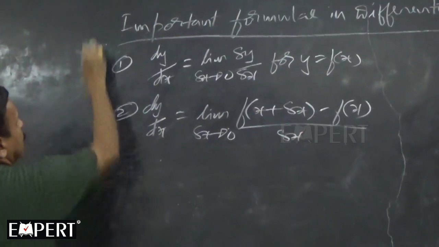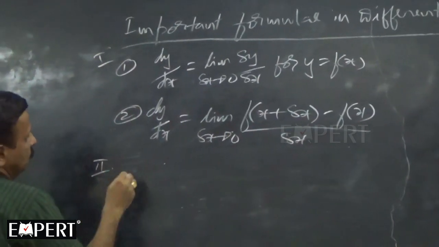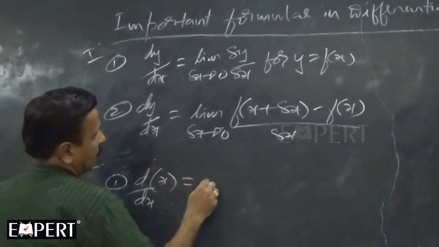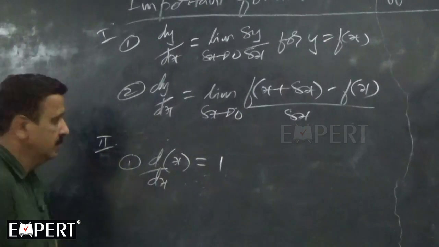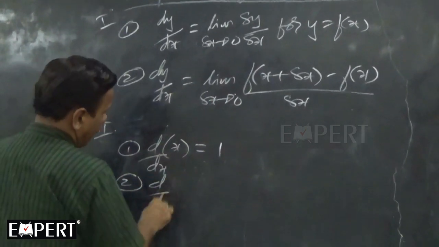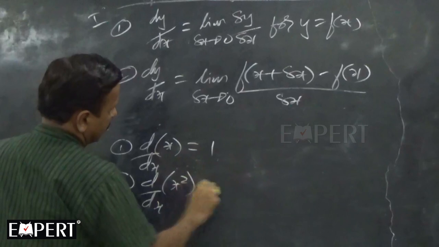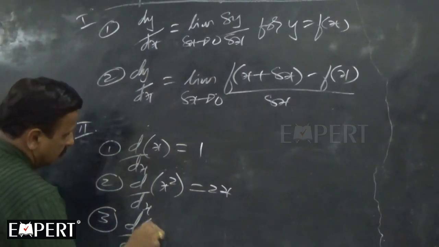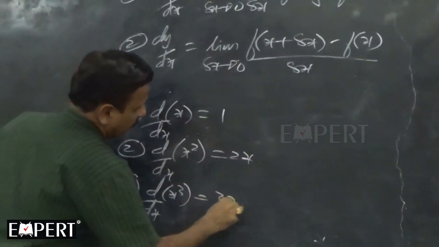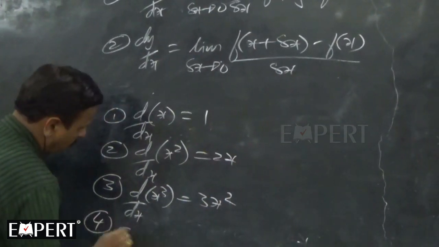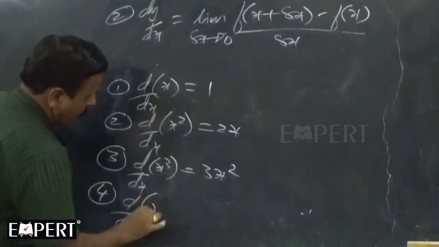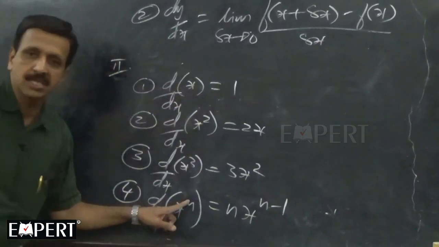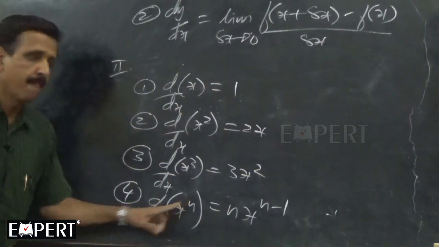Then other formulae. Important formula like this is 1 and this is 2. Next, first one, derivative of x is equal to 1. Second one, derivative of x square is equal to 2x. Derivative of x cube is equal to 3x square. Next, derivative of x to the power of n is equal to n into x to the power of n minus 1, where n is a constant, n is any rational number.